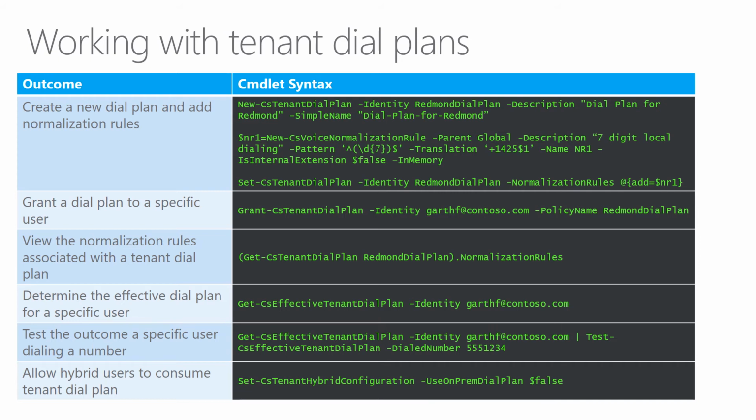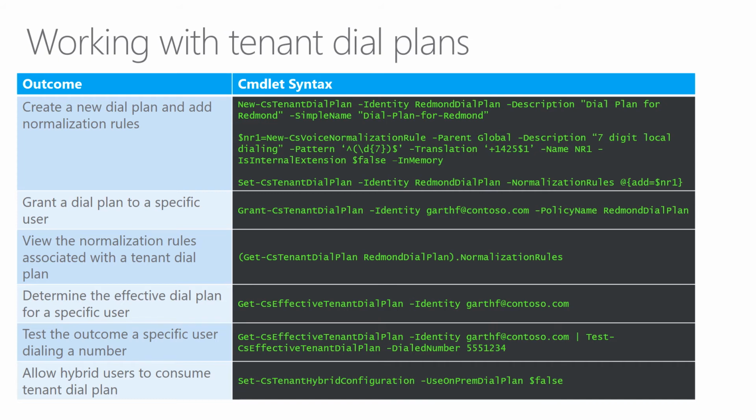Once we've done that, we need to grant the tenant dial plan to a specific user. And we do that using the syntax shown in the second row of this table. We run the commandlet Grant-CsTenantDialPlan. We point it to the garthf@contoso.com identity. And we choose the policy name, Redmond Dial Plan, which was the dial plan that we just created in the previous step. When we do this, Garth will be assigned a tenant user dial plan that has the normalization rule that we just created called 7-digit local dialing.